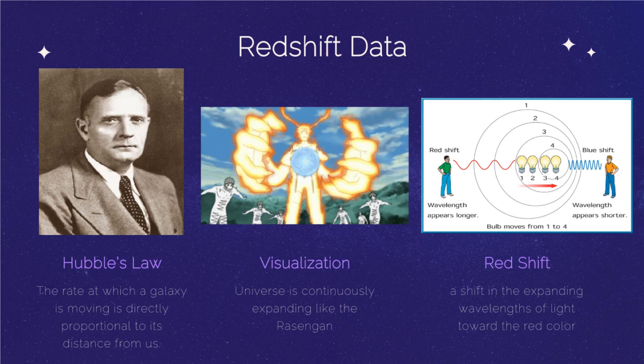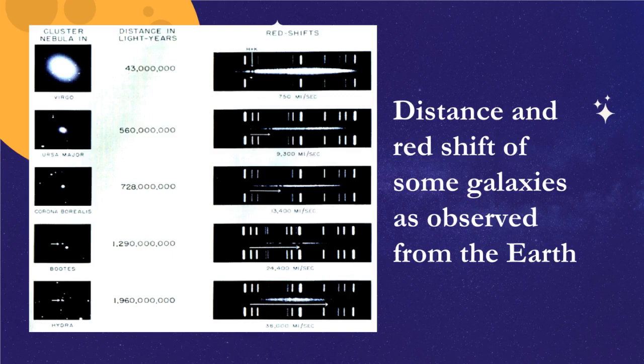Redshift is basically the shift of the expanding wavelengths of light toward the red color. If you see an object moving away, you will see its wavelengths shifted towards the red color. And this redshift suggests that space itself is expanding. That implies that at some point the universe was smaller. To further visualize the redshift, let's look at the image. Here we can see the changes in wavelength towards the red color of some galaxies observed from the Earth as the distance gets farther away.